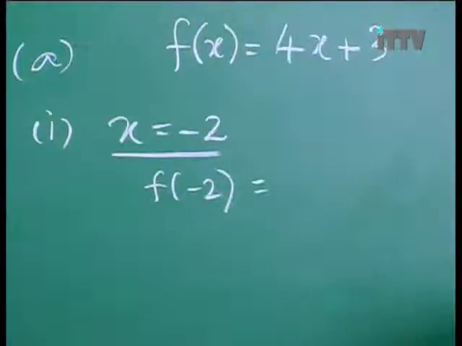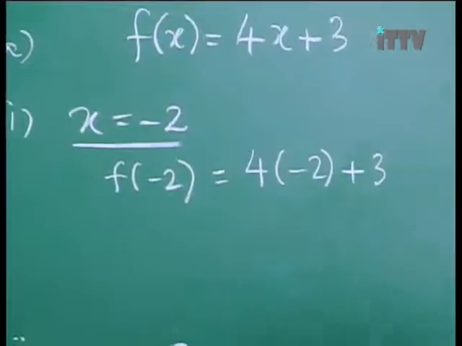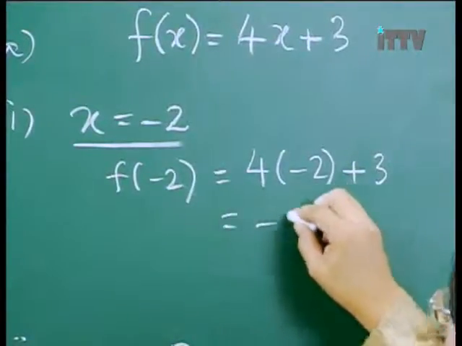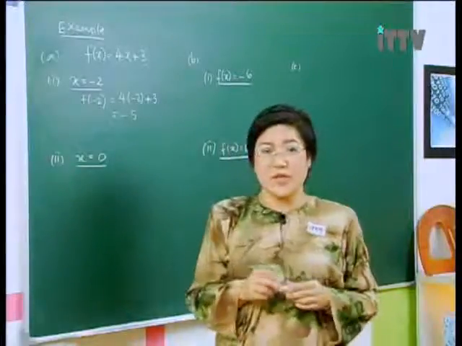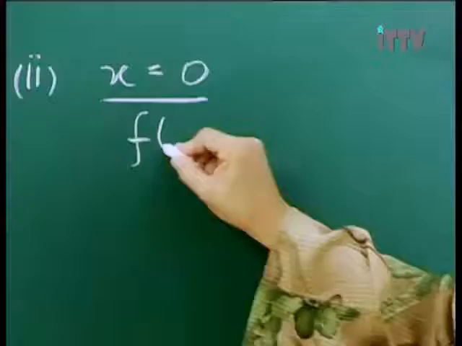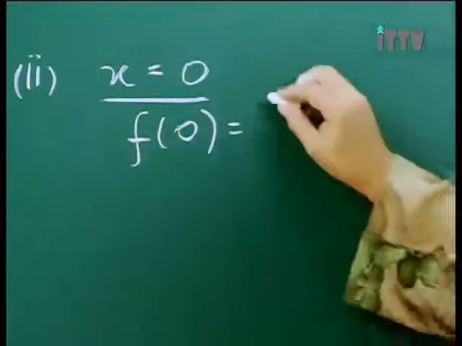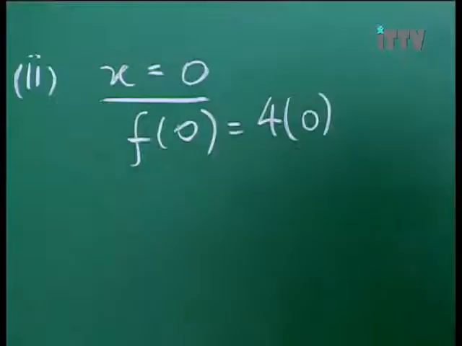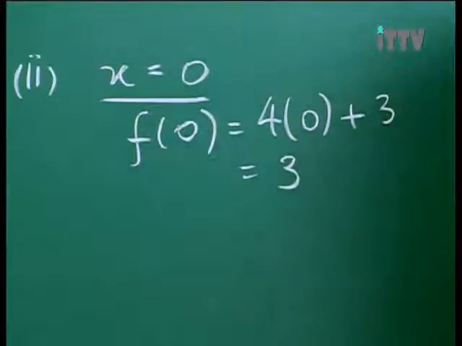This is to indicate that we're finding the image for the object negative 2, which is 4 times negative 2 plus 3, and that gives us the value of negative 5. Secondly, part 2, x is equal to 0 is the object given to us. We'll do the same thing, but this time we should be writing f of 0. That's because your x value is equal to 0. And substituting 0 into your x gives us the final answer of 3 as our image for the object 0.